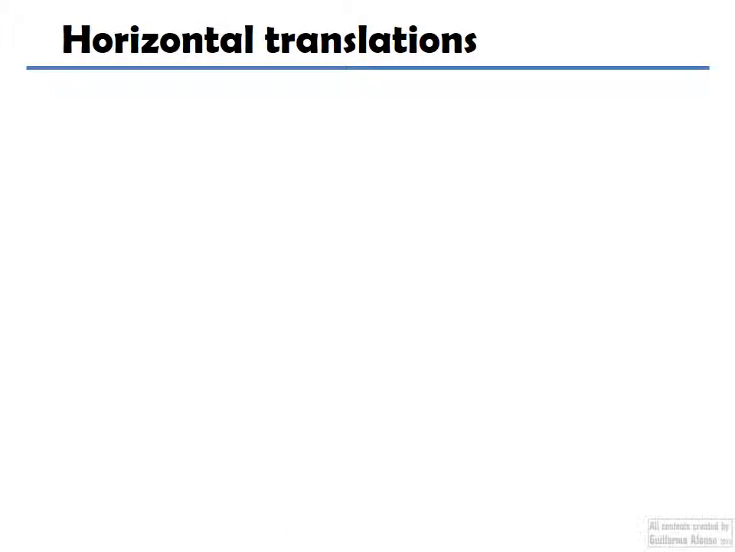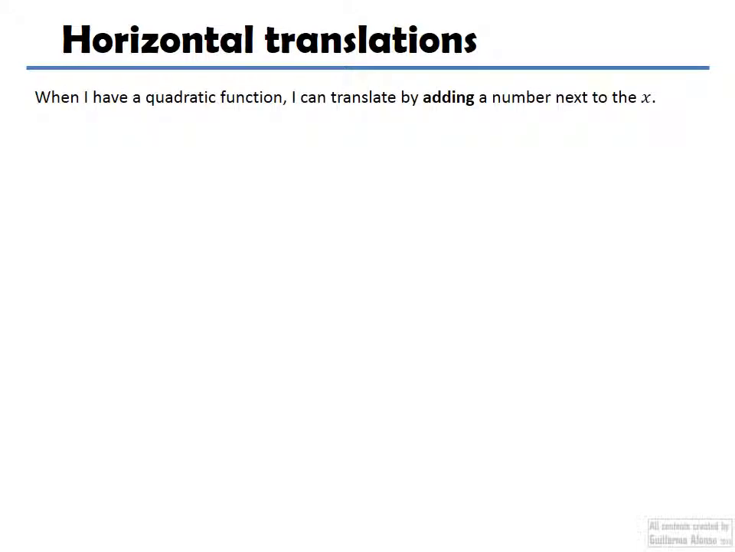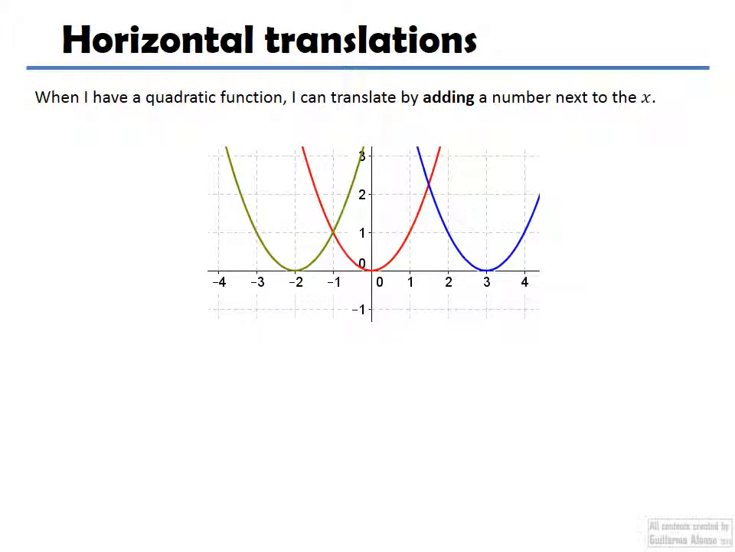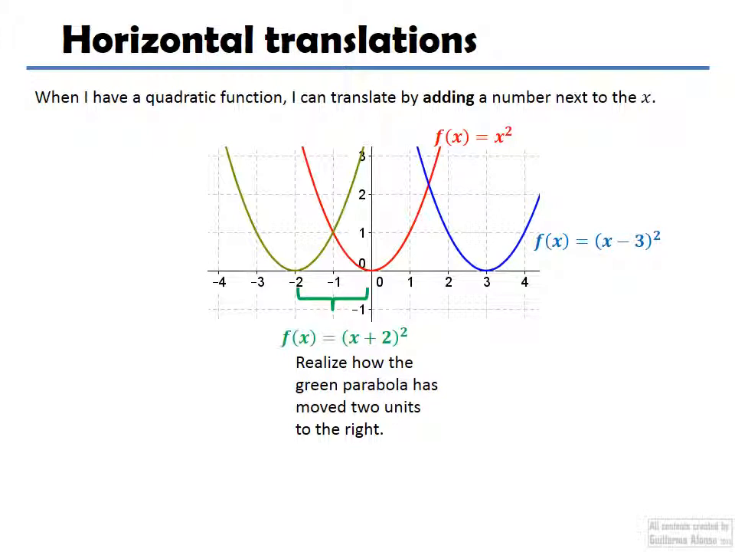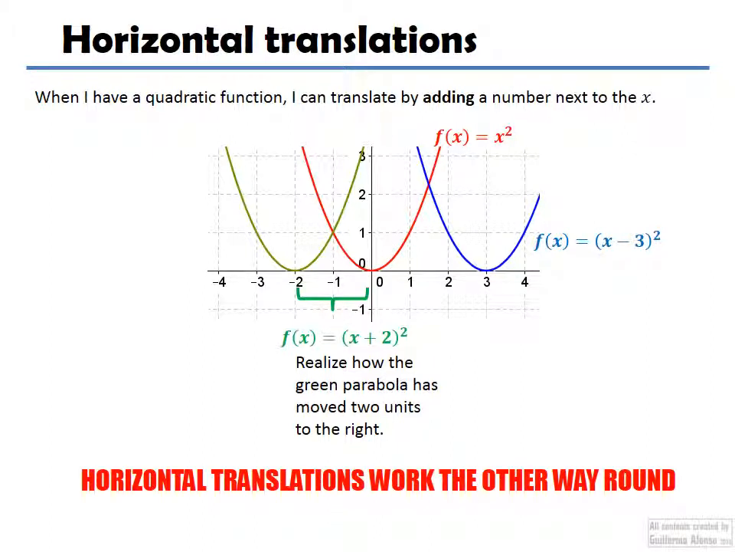Horizontal translations work in a similar way, but I'm not adding to the whole function. I'm adding a number or subtracting a number right next to the x. So here are my horizontally translated parabolas, and here are the ways in which I have translated them. Realize how, again, the green one here has moved 2 units to the left. Excuse me, not to the right, but to the left. So it's important to realize how I added a number and it moved to the left. So horizontal translations work the other way around.